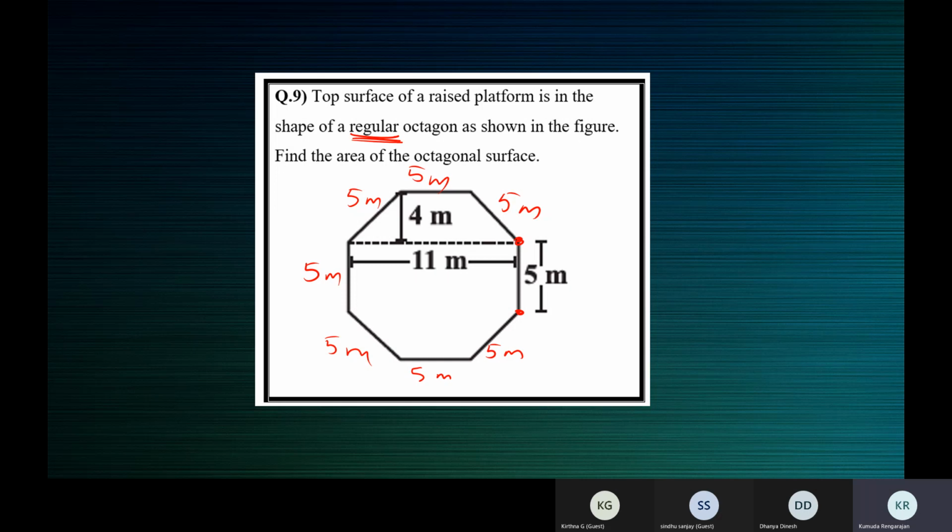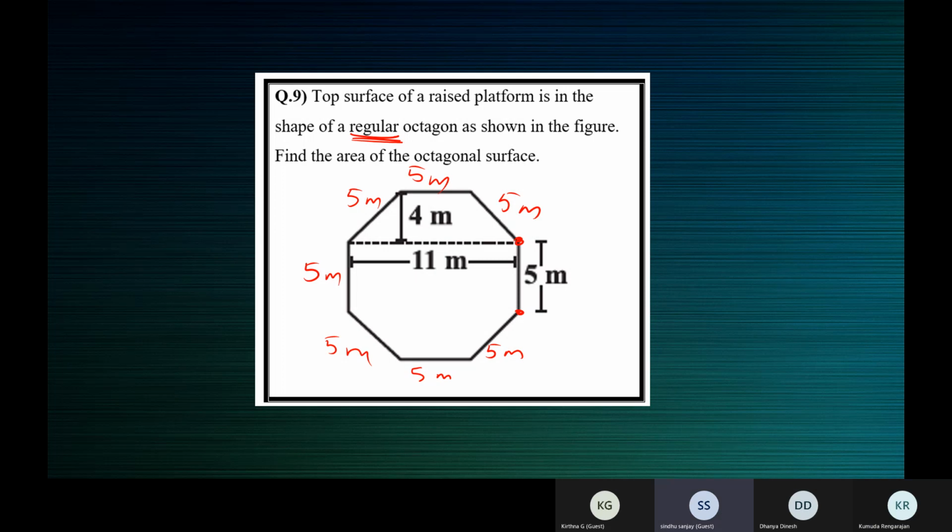How will you divide this octagon? See, you cannot connect anything to anything. You should be able to find the area. So when you make plane figures, when you connect and make two or more plane figures from this octagon, you should be able to find their area.